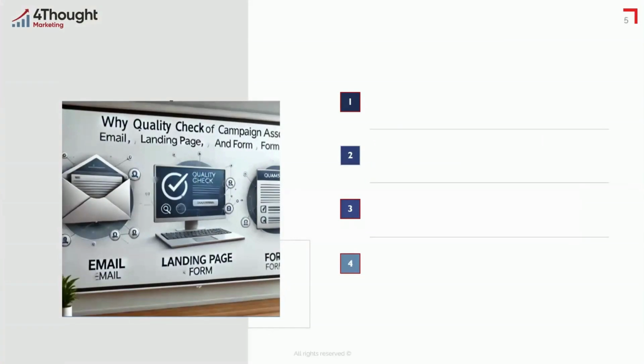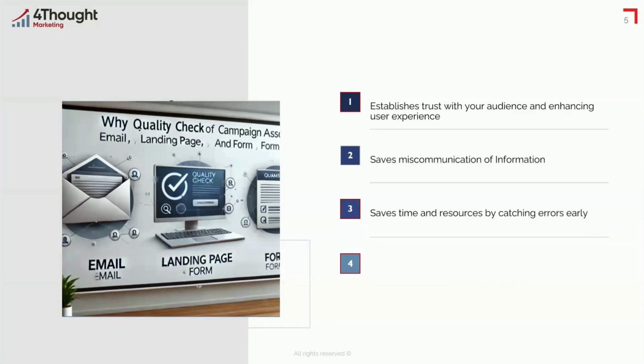So I'm going to talk about why quality check of campaign assets. It establishes trust with your audience and it enhances your user experience. Additionally, it saves miscommunication of the information, which also increases the effectiveness of your marketing campaigns by saving your time and resources and helping you to catch the errors early.